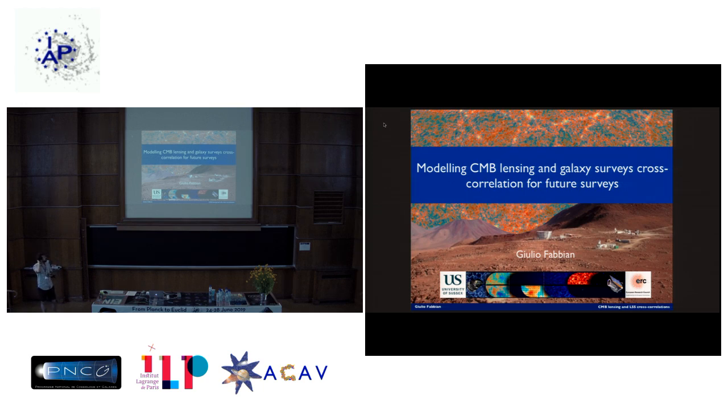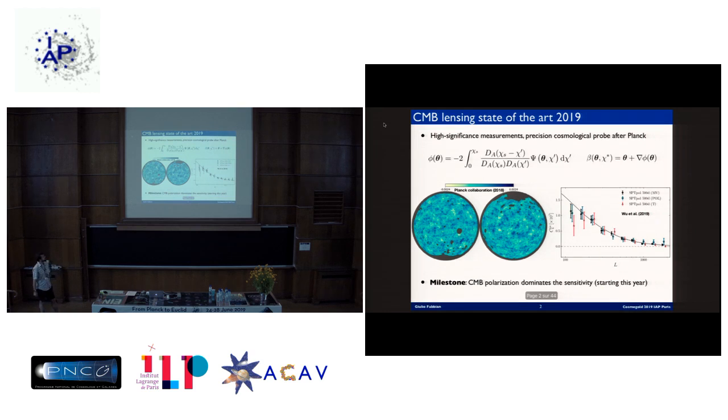So I'll basically tell you about some numerical and theoretical results that came out in the last year, about the modeling of CMB lensing in light of the future experimental sensitivity, including also cross-correlation with large-scale structure tracers. So I don't have to convince you that CMB lensing now is a powerful cosmological probe after Planck results.